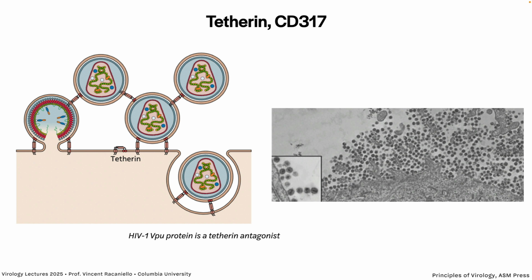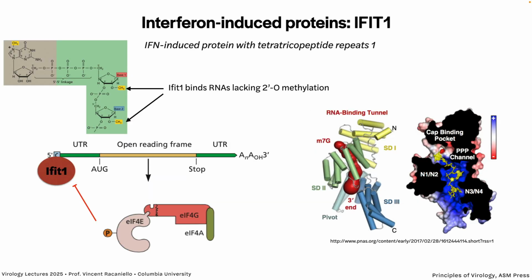Now, you may say, how does HIV exist with tetherin? Just like APOBEC, right? Vpu is another one of these small viral proteins. And in this case, it's a tetherin antagonist. So Vpu prevents tetherin from working. Otherwise, the virus wouldn't exist.